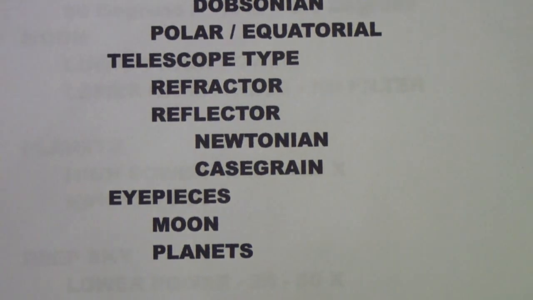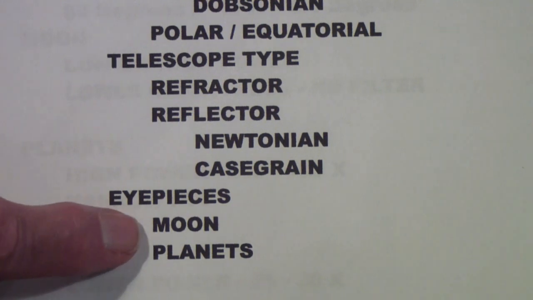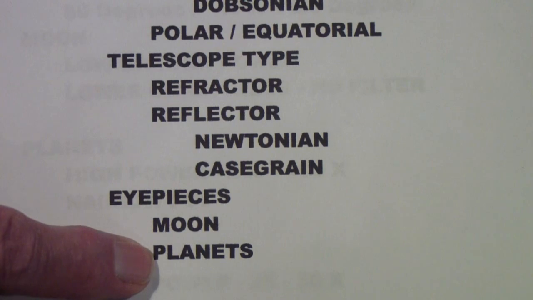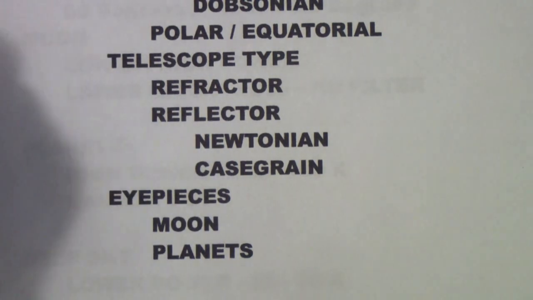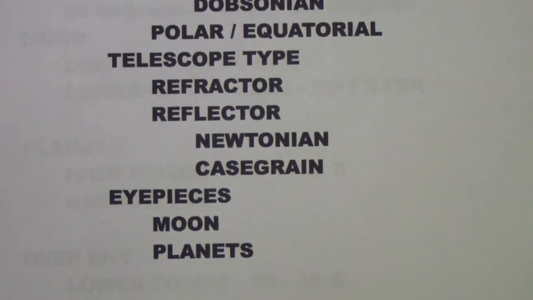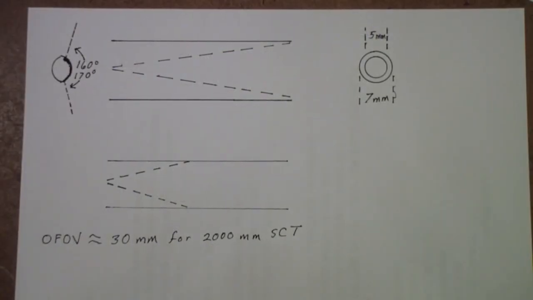When it comes to eyepieces, there is a difference between what you might want to use for the moon and what you might want to use for the planets. Also, I'm going to talk about deep sky objects because that's really the field that I enjoy the most. But before I do that, I would like to cover a couple of things about eyepieces and optical tubes and so on.